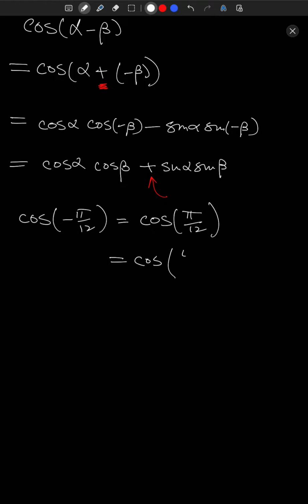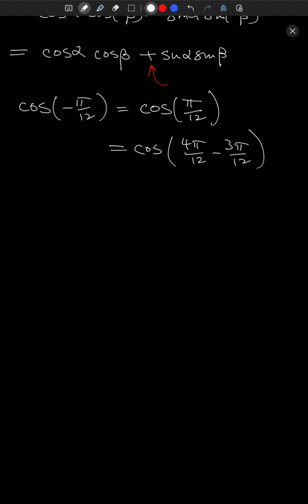In fact, if you think about this a little bit, pi over 12 is 4 pi over 12 minus 3 pi over 12, right? 4 minus 3 is 1. And the reason I broke it down in that way is 4 over 12 cancels nicely, and 3 over 12 cancels nicely. We end up with two angles that we actually know all the sines and cosines for, right?